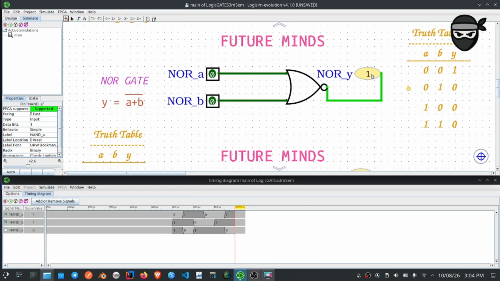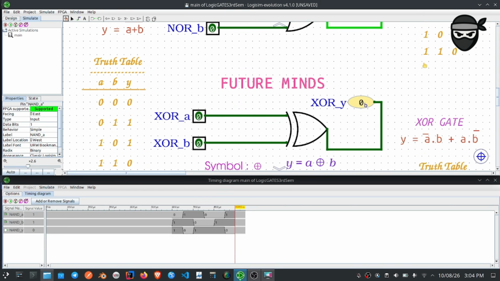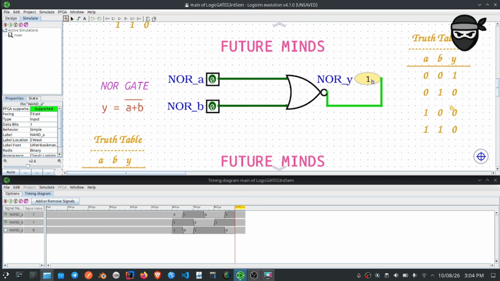In the truth table of the NOR gate, you can see this, that when both of the pins are at low state, the output becomes high, but when any one or both of them are high, the output becomes low. The basic notation for the NOR gate is complement of A plus B. Let's verify it.